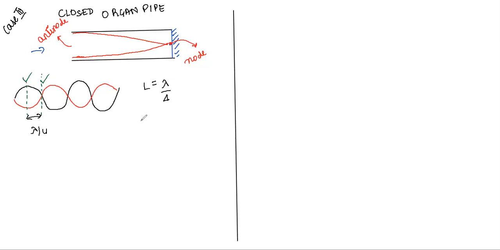Now we have the relation between V, F and lambda: V is equal to lambda into F, right? Let's write from here that lambda is equal to V by F. So we have 1 by 4 times V by F, which is L. Let's exchange the positions of F and L. So we'll have F is equal to V by 4L. Am I right?